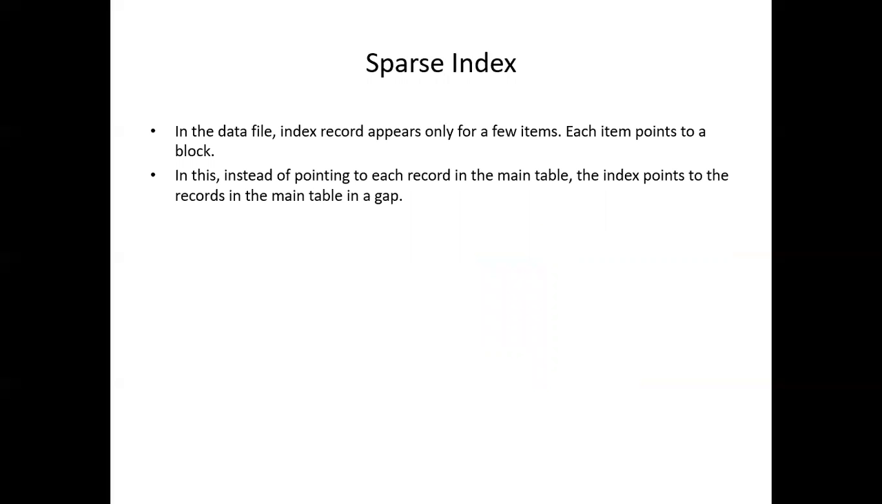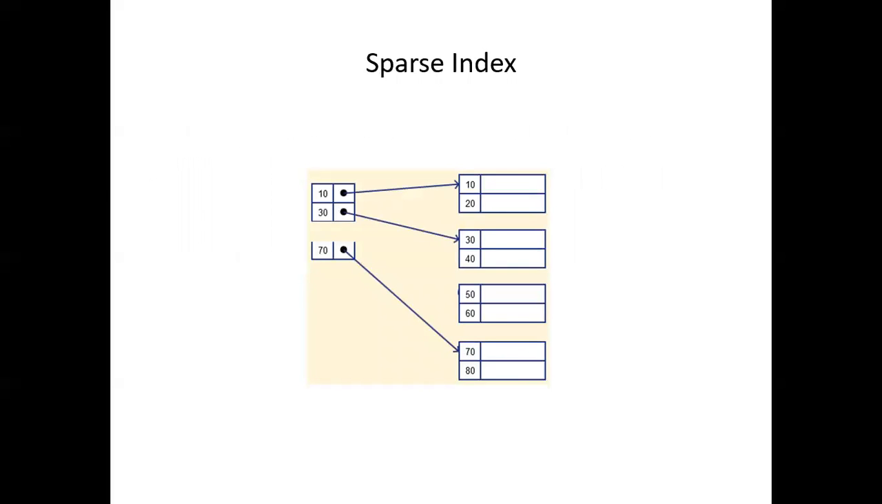Sparse indexing. In the data file, index records appear only for a few items. Each item points to a block. In sparse indexing, the key field of the main database file is in sorted order, so we need not store all records in the index file. Instead of pointing to each record in the main table, the index points to records in the main table with a gap. So this is an example of sparse indexing.